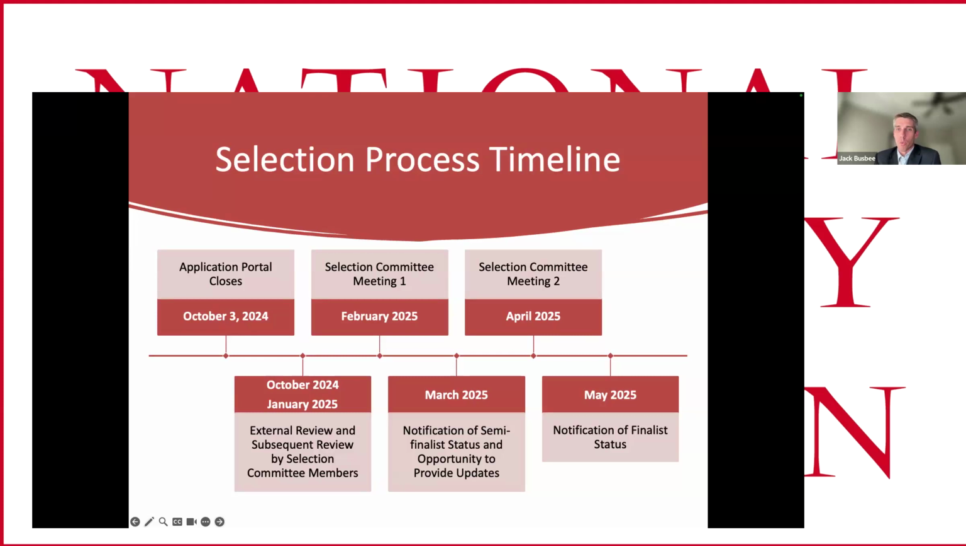Several members of the committee will read your application and present an overview of their review and of the external reviewers during a meeting held in February. In March, we will notify you if you are moving to the semi-finalist stage. If a semi-finalist, we will ask you to submit an update to our committee regarding your proposal, the timeline, and your budget. We will then hold a second selection committee meeting in April, where we will select the 35 finalists. We will then update you on your status in May.